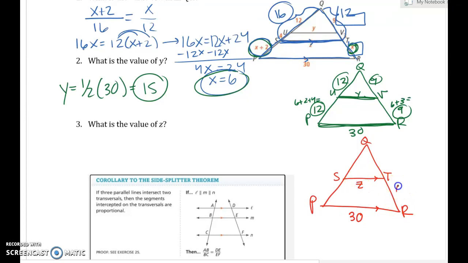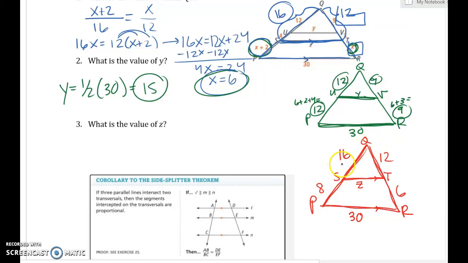TR right here is actually 6 because it was just X. And then PS was X plus 2, so 6 plus 2, which is 8. And then SQ was 16. QT was 12. So we have a couple options here. Now what we're doing is comparing basically this triangle and this triangle, and also using the side splitter theorem.